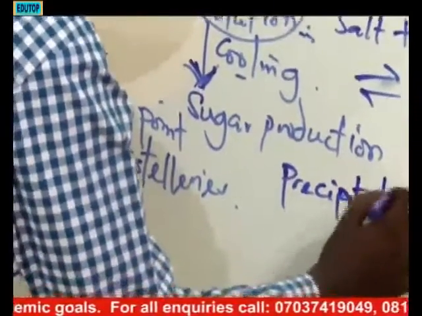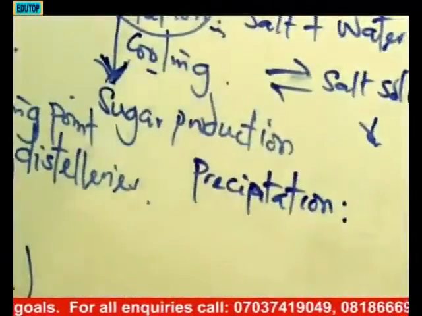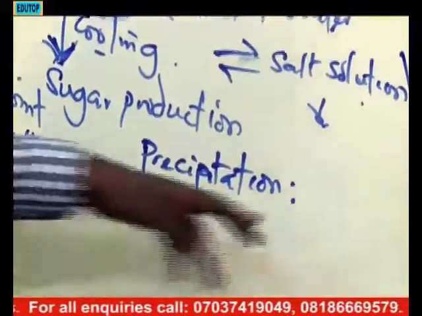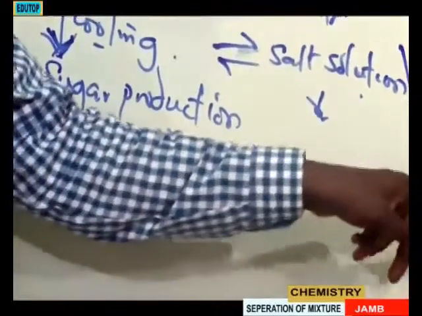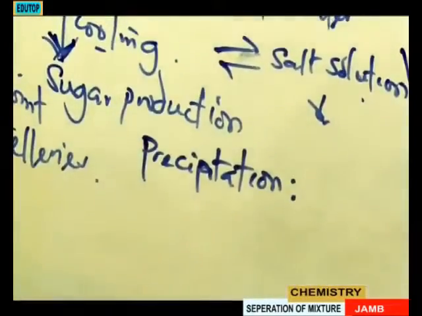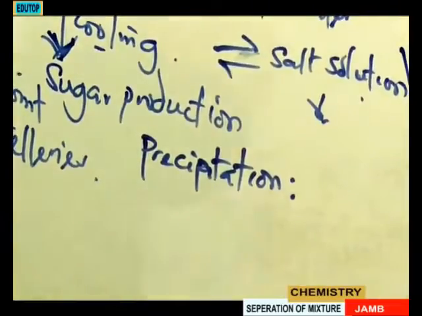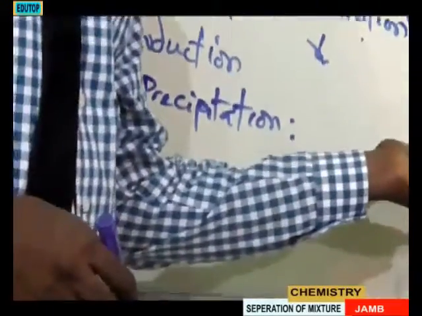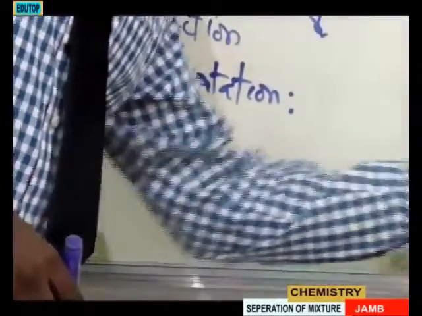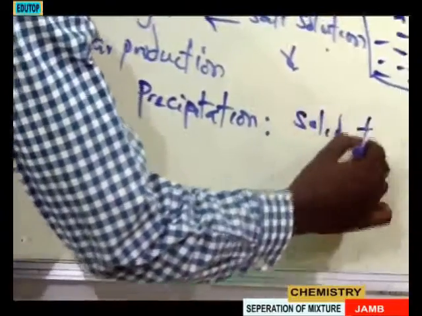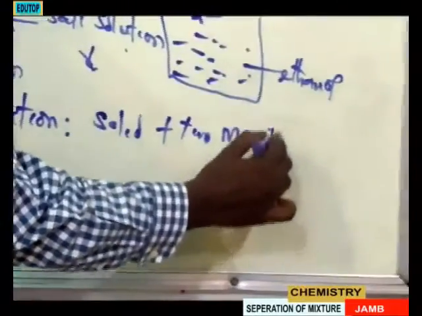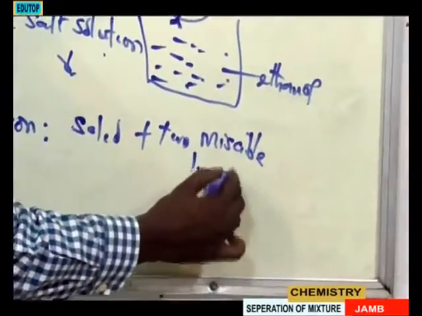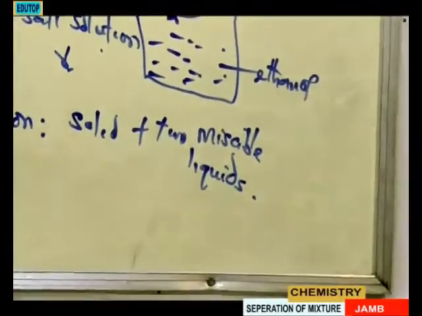Precipitation. In the case of precipitation, it is used to separate a solid in two miscible liquids. What am I saying? Precipitation is used to separate a solid in two miscible liquids. So that means you have a solid, M, plus two miscible liquids. So what am I saying? How is the separation possible?